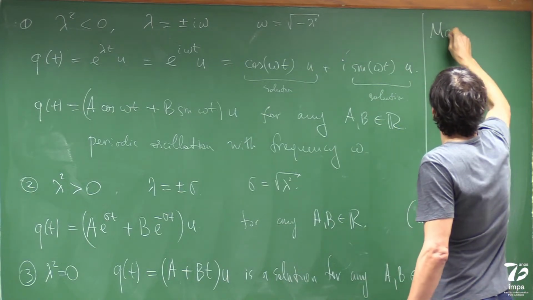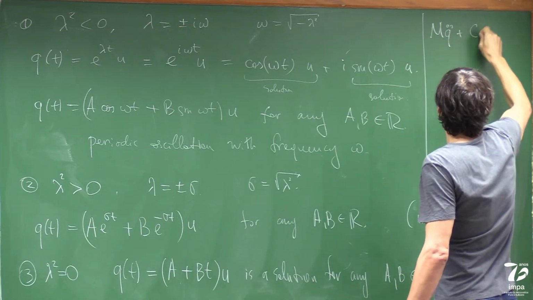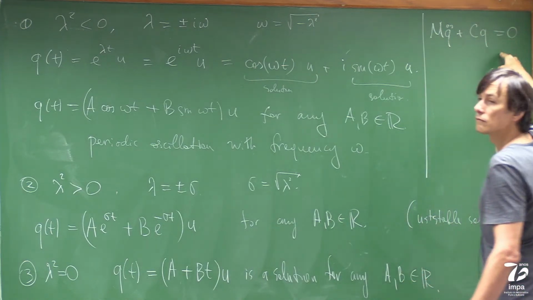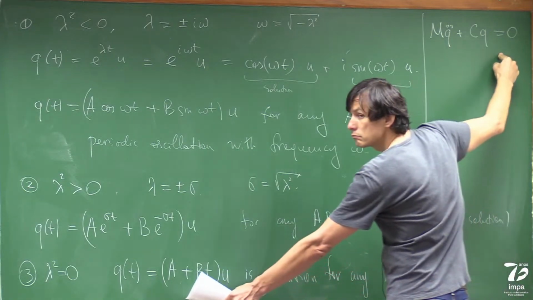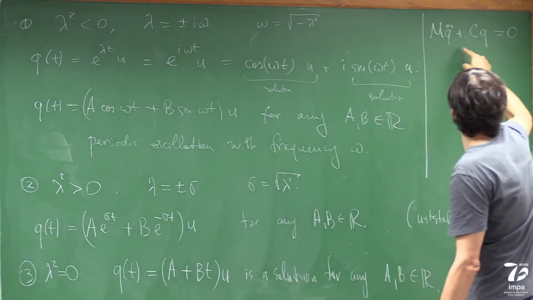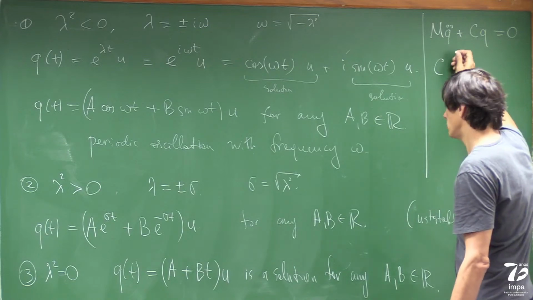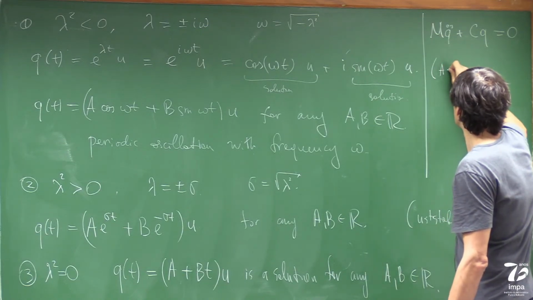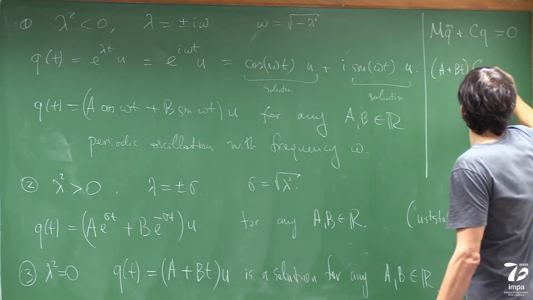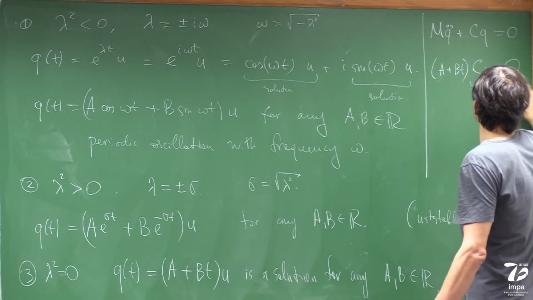Because our equations have this form, you just substitute it in. And you see the second derivative will kill both terms. What will be left is C times the coefficient, which you can take outside because it's just a number: Cu equals 0. And this is 0 because lambda squared is 0.